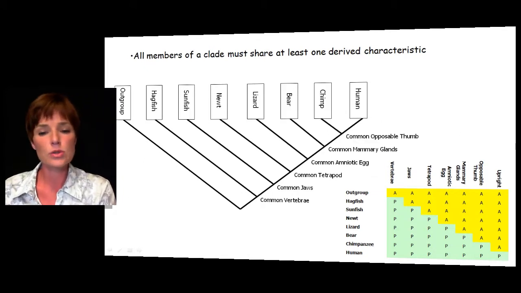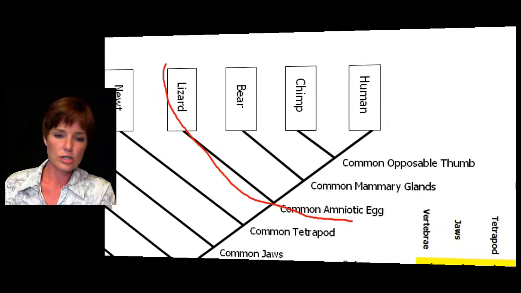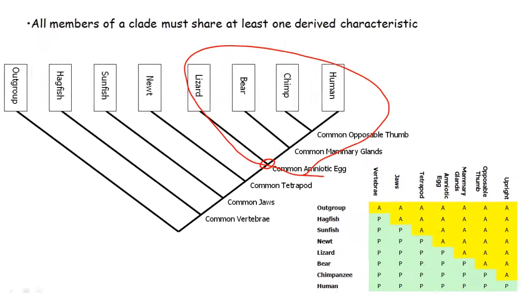So what we're doing is we're showing where the common ancestors were and what derived characteristics that common ancestor had. So if we, for instance, just looked at this group here, we could see that all of these four species, or four groups that we have, they have this common ancestor and they're all going to have the common amniotic egg. This would not be something that we would find in any of the organisms that are prior to this point.